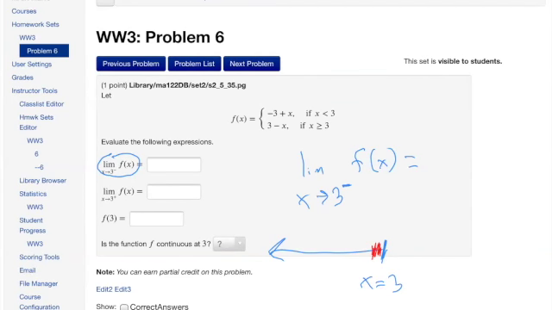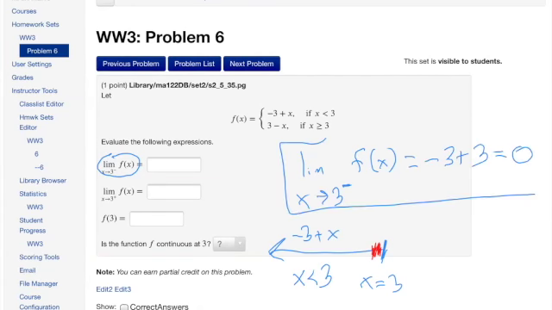Well, for that part of the graph, negative 3 plus x controls everything where x is less than 3. So I can just plug in for that part, negative 3 plus 3, and I get 0. Now again, you could use a graph, but you can reason through this with the formulas as well. So I'm going to type in 0 here.